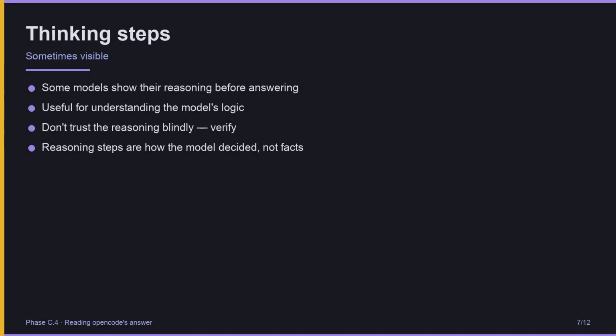Thinking steps. Some models, reasoning models, show their reasoning before answering. Useful for understanding the model's logic. But don't trust the reasoning blindly; verify. Reasoning steps are how the model decided what to say, not statements of fact about the world. They can be wrong too.